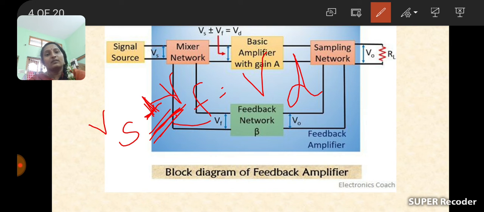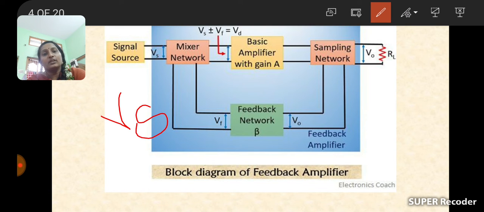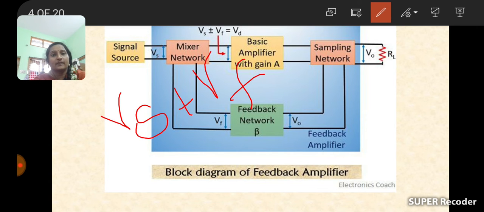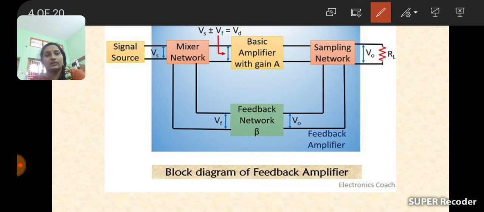Sometimes it is also written as Vs plus or minus Vf is equal to the input voltage. Okay, and see here, if positive feedback is there, then that is indicated as Vs plus Vf. If the feedback we connected back to the input is negative, then it is indicated with minus. Is it clear? Whether the feedback signal may be positive or negative, it may be Vs plus Vf or it may be Vs minus Vf. Is it clear? So this is the block diagram of our feedback amplifier.